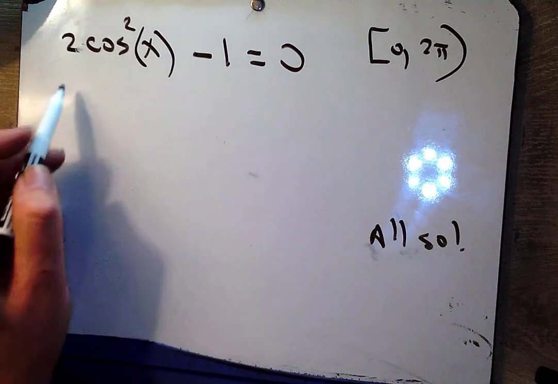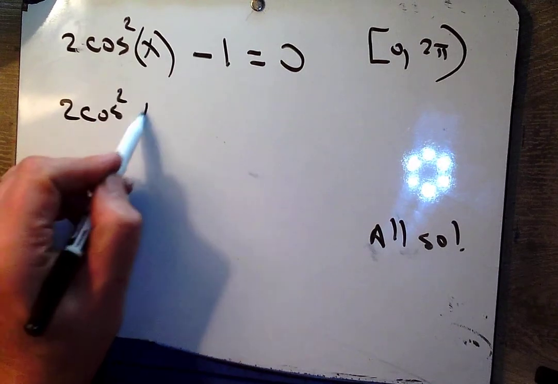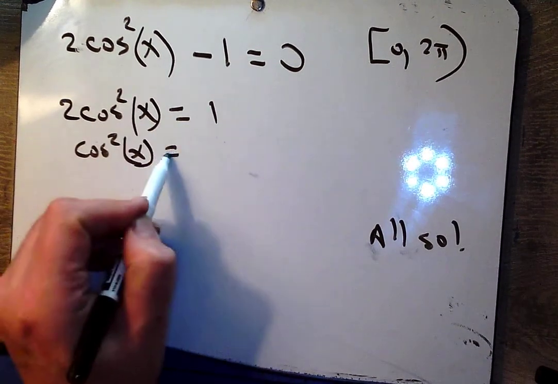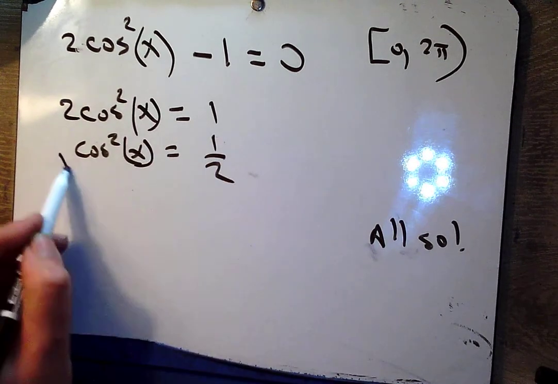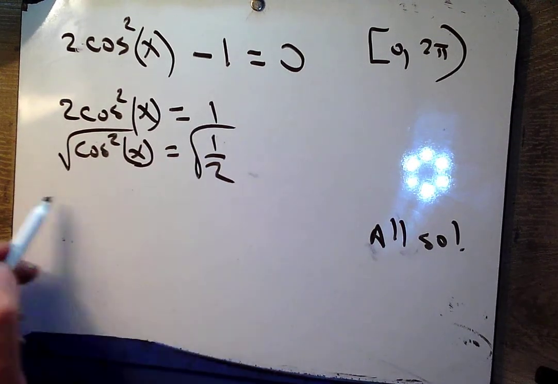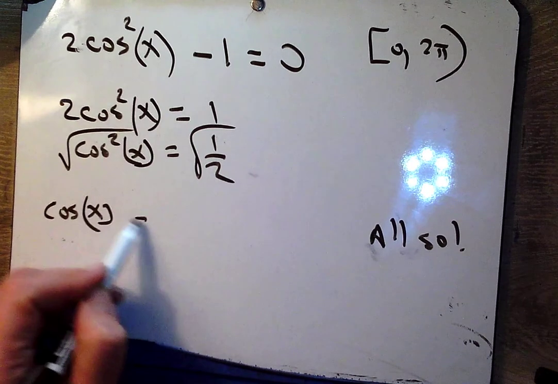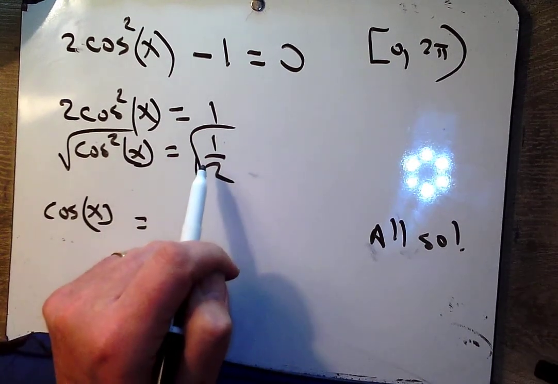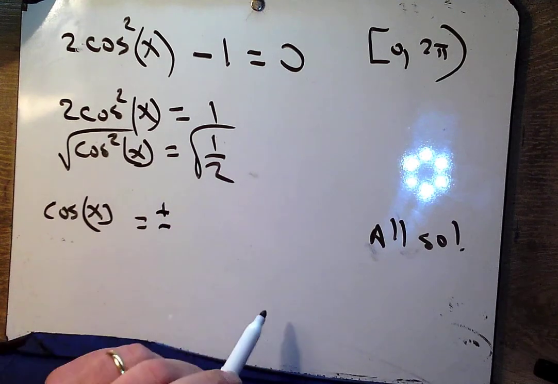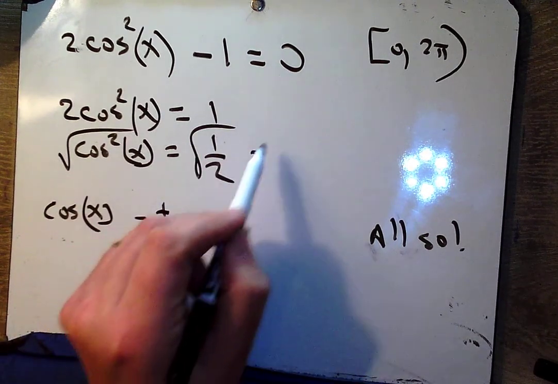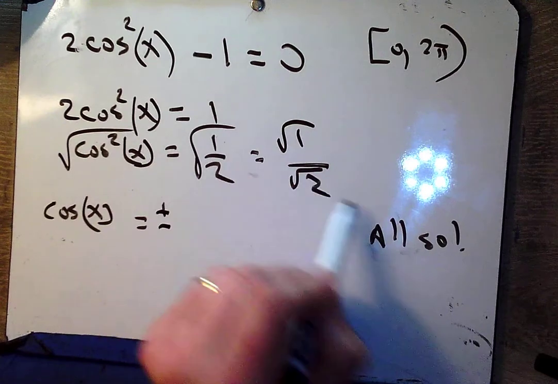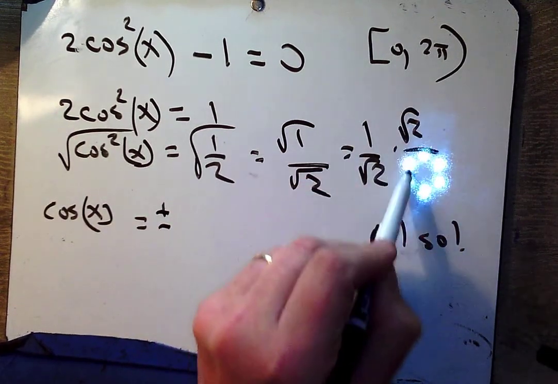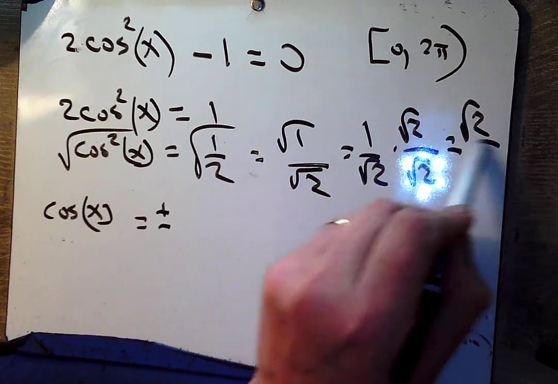Okay. So 2 cosine squared x equals 1. Cosine squared x equals 1/2. Take the square root of both sides. Cosine x on the left, that's fabulous. Now, what are the things that people are going to forget over here? Well, they're going to forget the plus or minus. And the other thing is, remember, this is square root of 1 over square root of 2. And if we rationalize that, we get root 2 over 2.